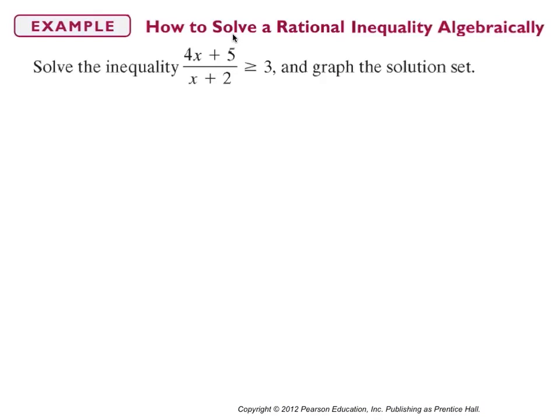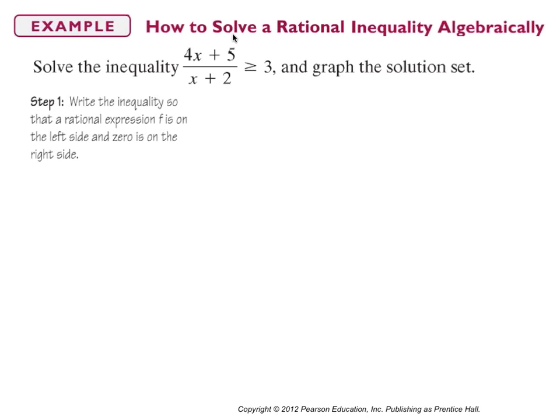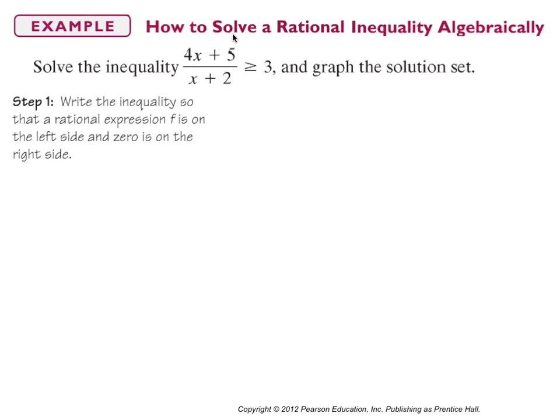All right, let's take a look at one where it's a rational inequality. Now this one I picked kind of a tricky one, so we have to do quite a bit of thinking here before we can actually solve this. But what we want to do first is write it so that we have 0 on the right-hand side and the rational expression on the left. So you'll see that we need to subtract 3 from both sides in order to do that.